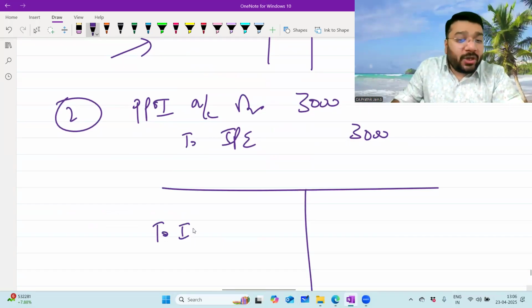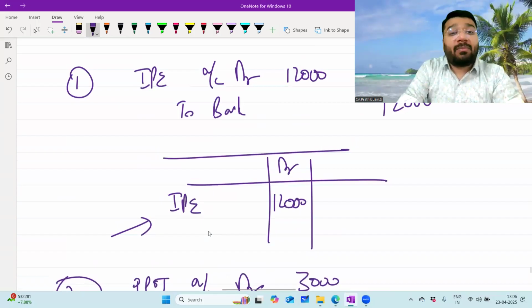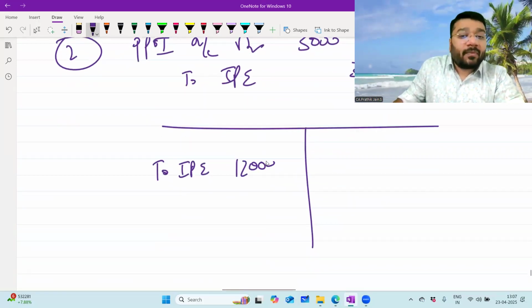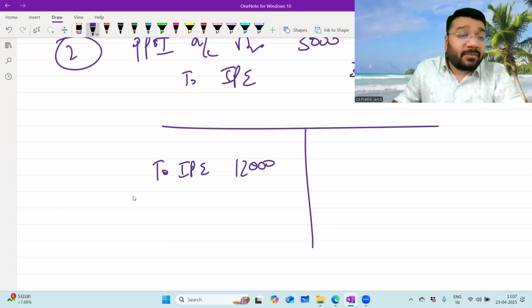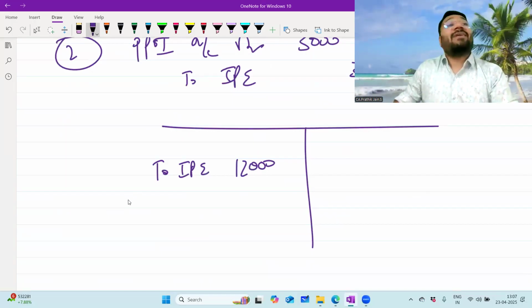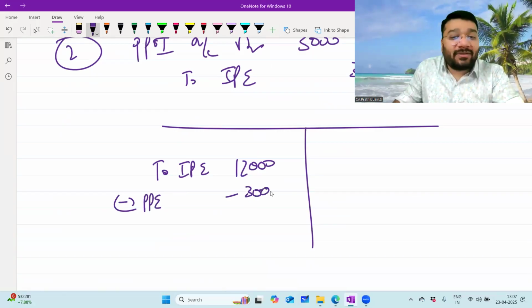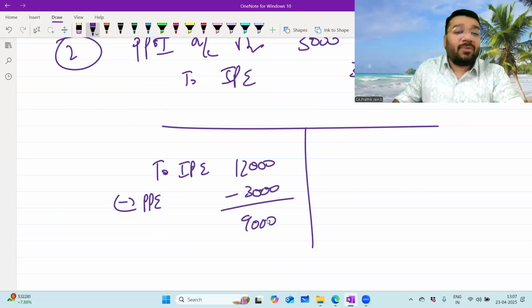Now, what is the treatment or impact in your P&L account? In insurance premium expense, the initial amount is 12,000. In your school, what did your teachers make you learn by heart? Prepaid means minus, outstanding means add. Minus prepaid expenses, how much? 3,000. Balance how much? 9,000.